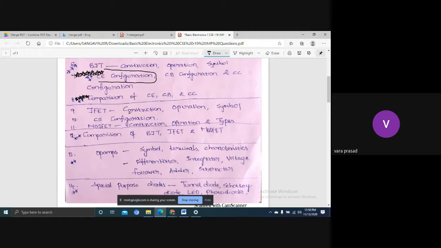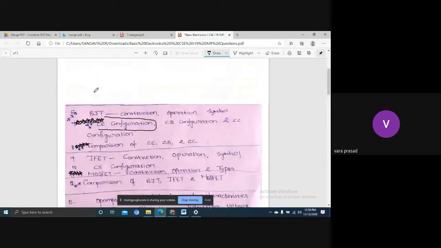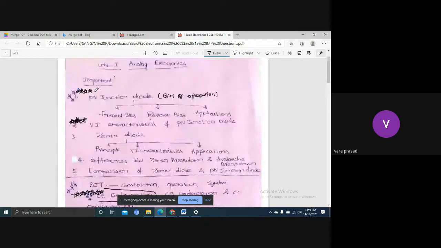Next one is MOSFET. I am expecting a question from MOSFET. From these, definitely one question will be there. First we will discuss all these questions. I will start with the PN junction diode.